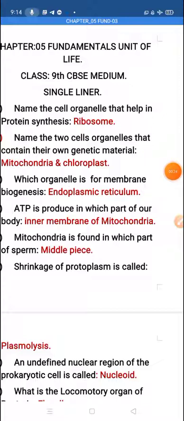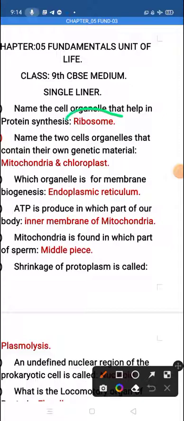Which cell organelle helps in protein synthesis? Ribosome. Ribosome is very important for protein synthesis. Ribosome is mainly prepared inside the nucleolus. There is a dense circular substance present near the nucleus of a cell, that is your nucleolus.